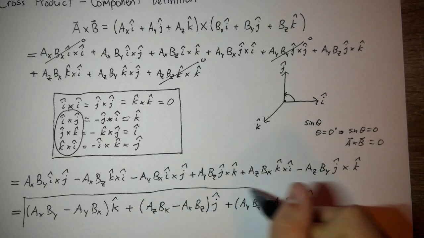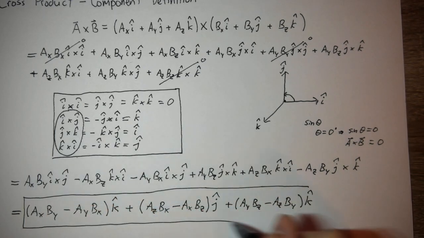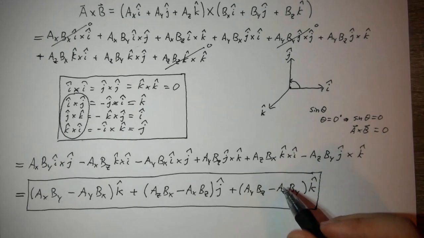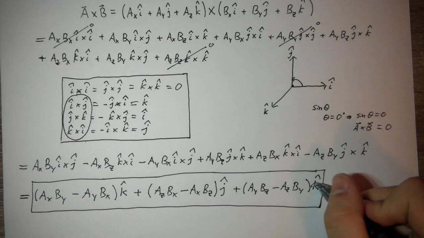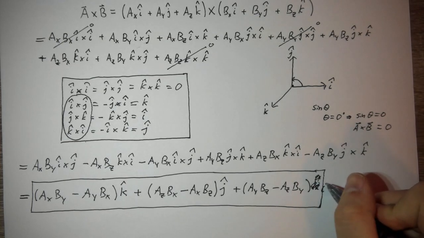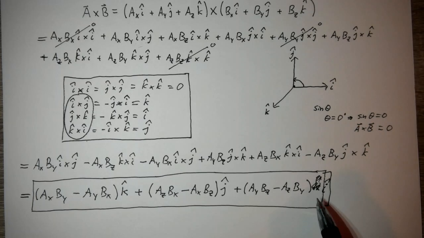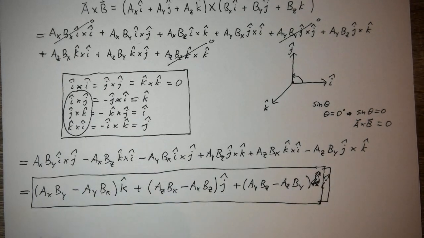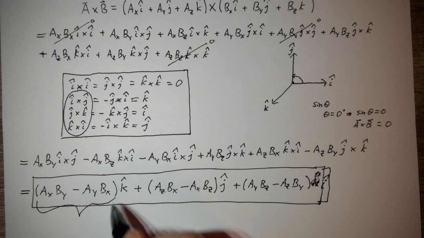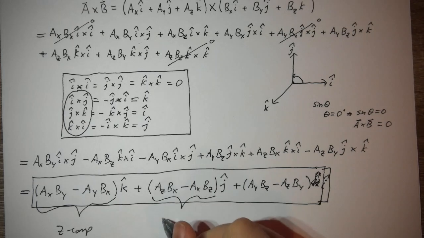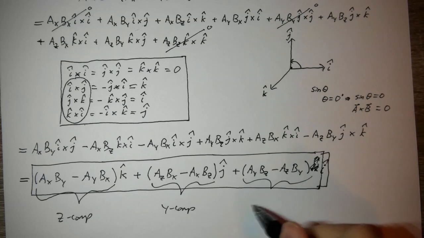And so this is our cross product. So notice it's a vector, which is what we expect. And, sorry, this should be i here at the end. But that is our vector. This is our cross product vector. Now the components here, this is our Z component. This is our Y component. And this is our X component.